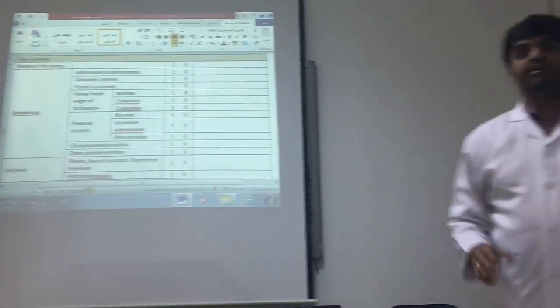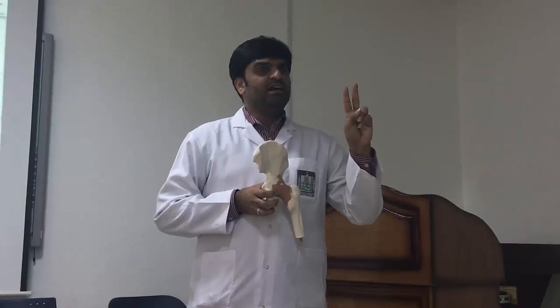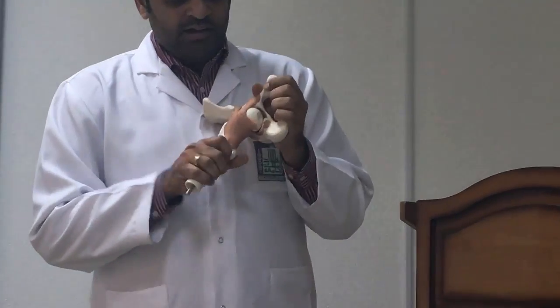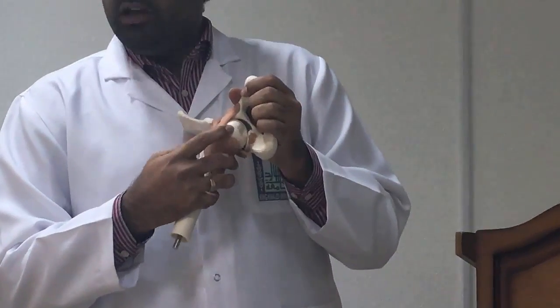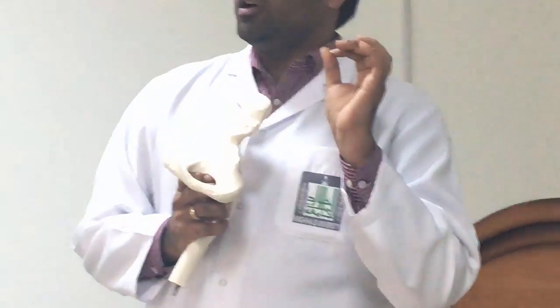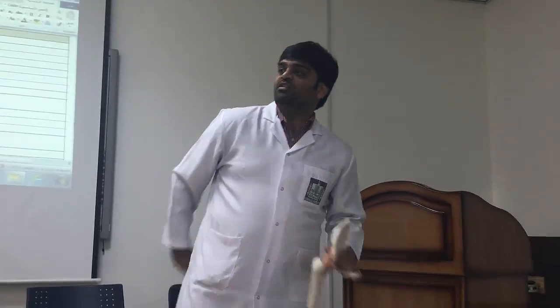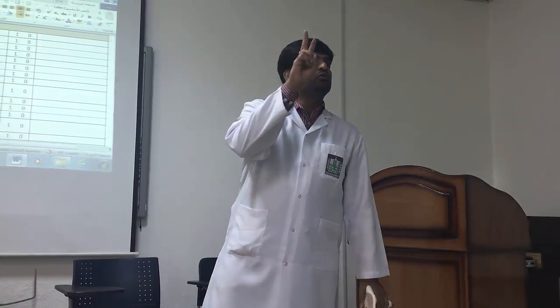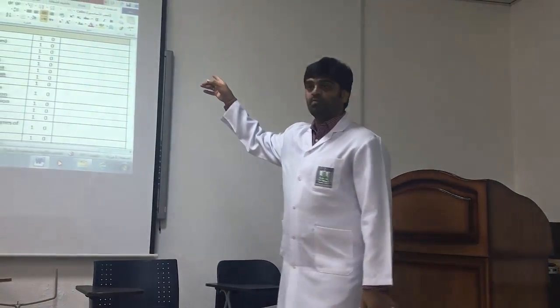How many joints are there? Mainly we have 2 joints. 1 joint only, but tell 2 joints. 1 joint is the hip joint. Articulation, how is the articulation? The head of the femur articulates with the acetabular fossa, and it is a ball and socket joint. One more joint is your sacroiliac joint, SI joint. So we have 2 joints, hip joint and SI joint. So it carries 1 mark.